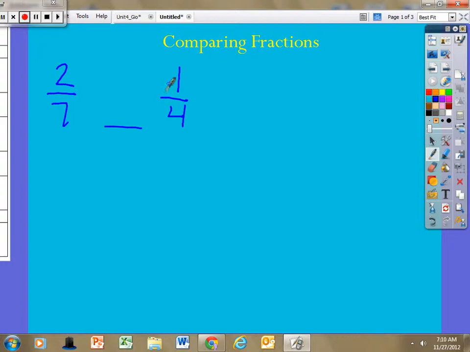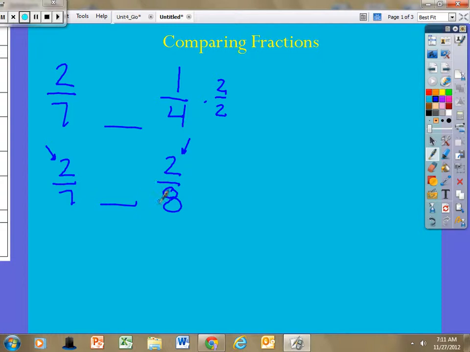Now I know 1/4 is an easy one to convert, so I'll keep 2/7 the same, but 1/4 is the same as, and this goes back to the previous lesson, I multiply the numerator and denominator by the same number, which gives me 2/8. So now my numerators are the same, so I can really focus on the denominators. Well, 1/7, 1/8.